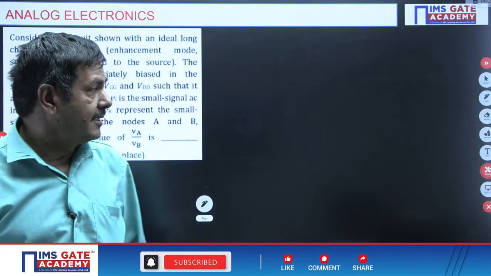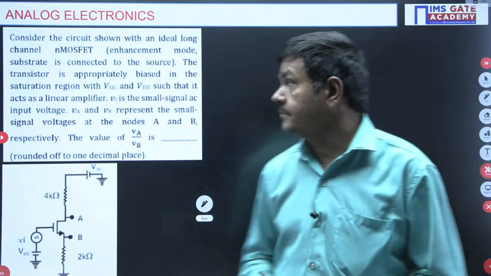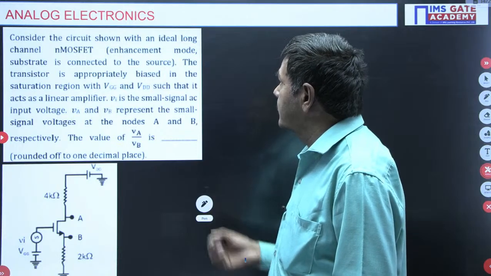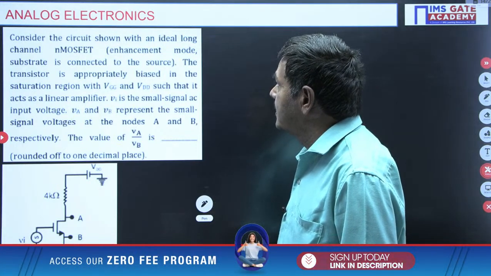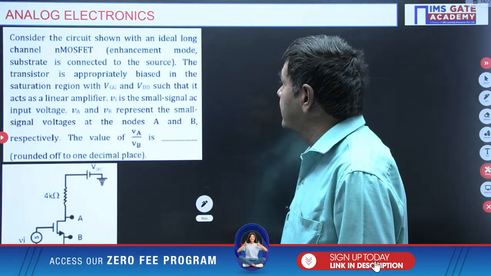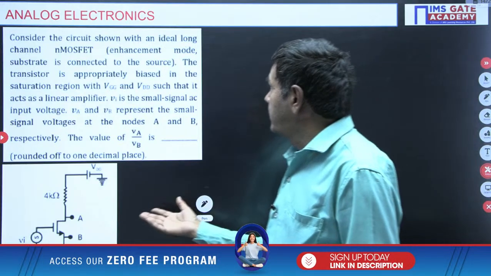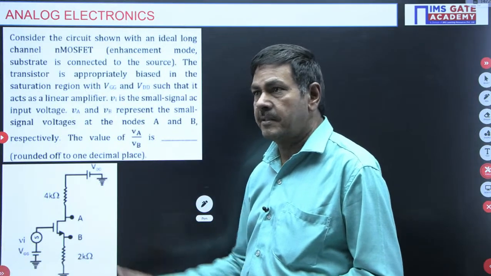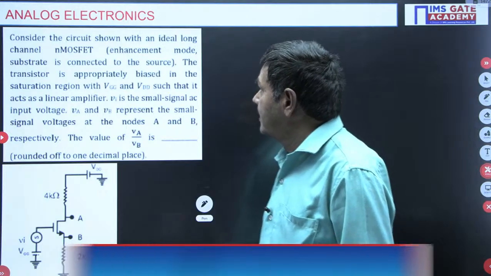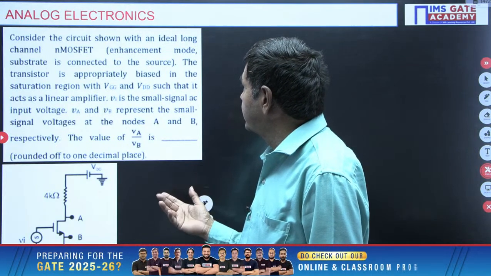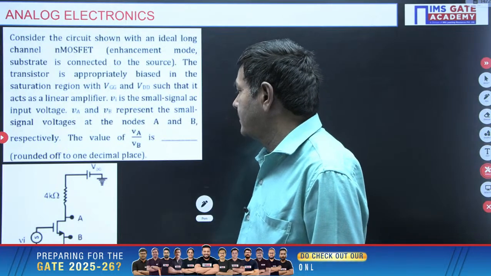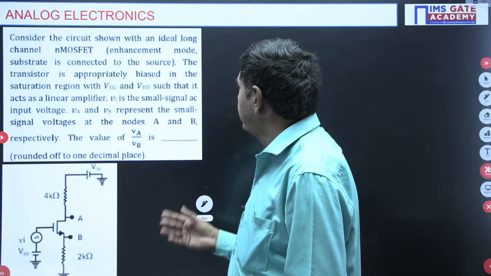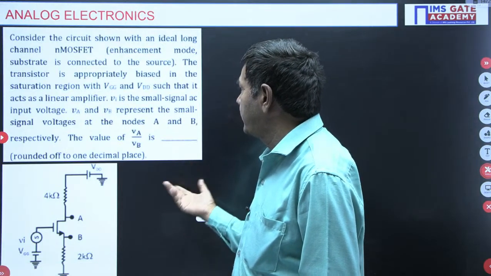Understand? What is being asked in the problem? Please check it here now. Consider the circuit shown with an ideal long channel N MOSFET, enhancement mode, substrate connected to the source. It is an enhancement mode N channel MOSFET. The transistor is appropriately biased in the saturation region, with VGG and VDD such that it acts as a linear amplifier.